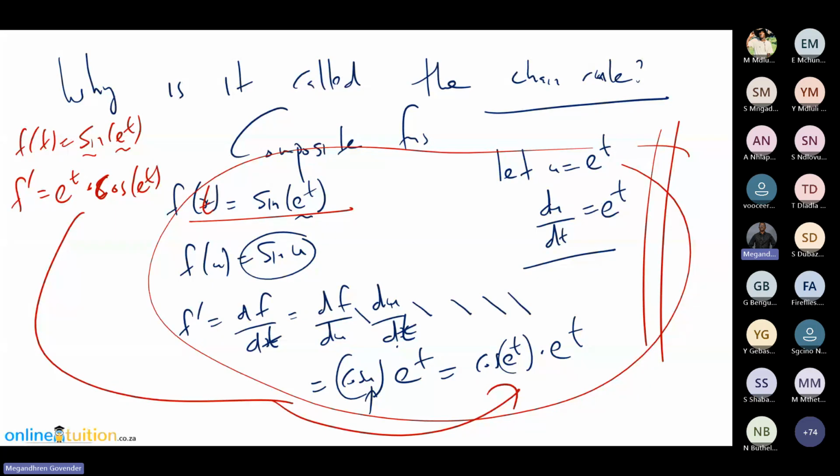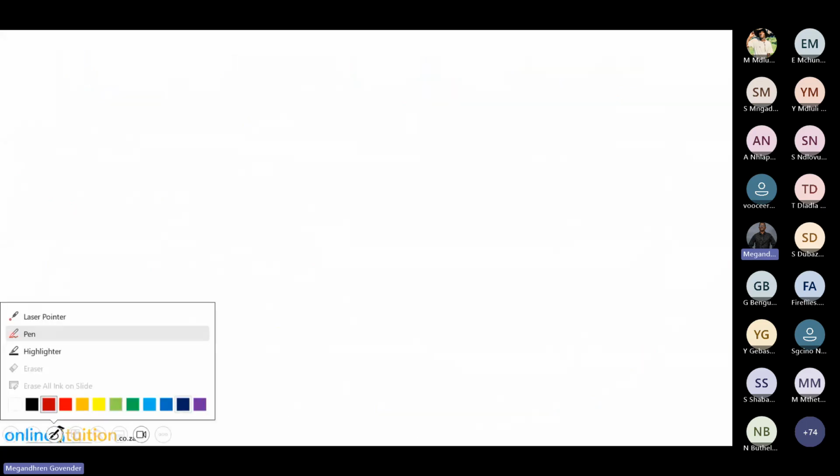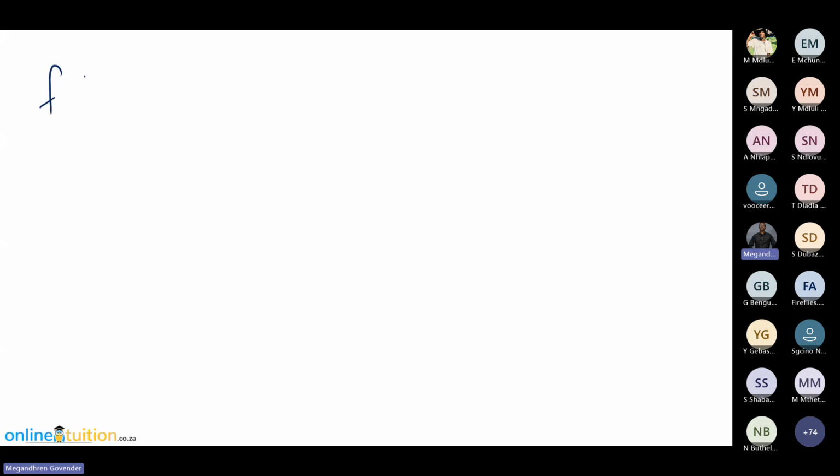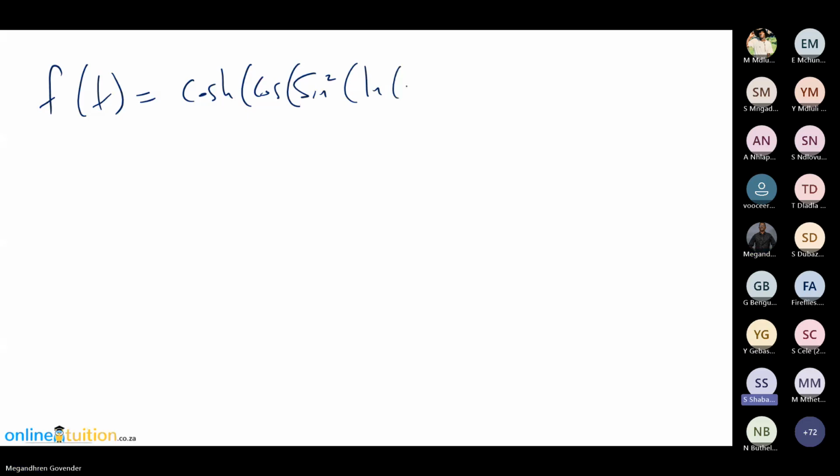What could it be? Right now, try this out. Okay, so now I'm going to give you a function and I want you to differentiate this function for me. Let's call it f of t. Change the variable. Right, so I'm going to go cosh of cos of sine squared of ln of e to the 2t.